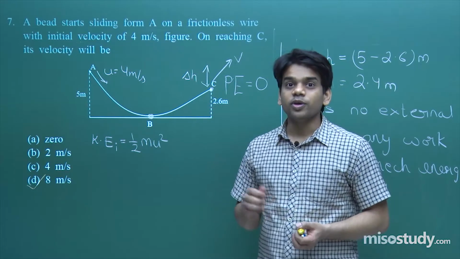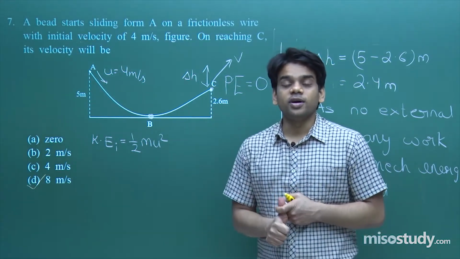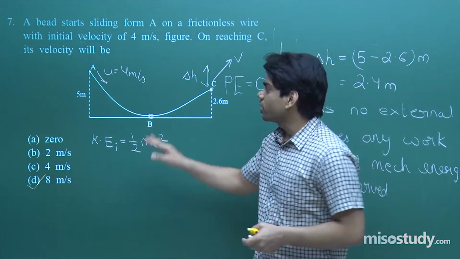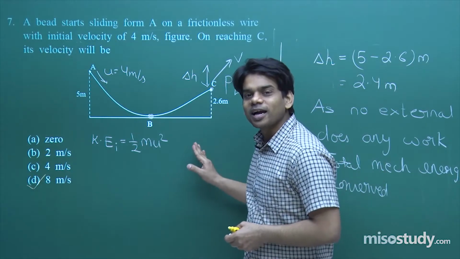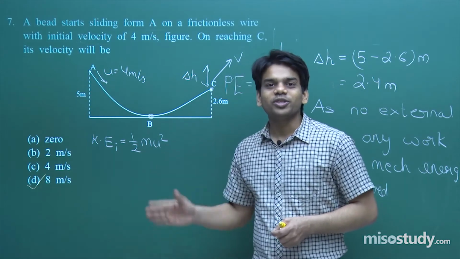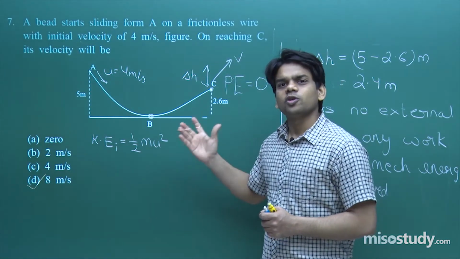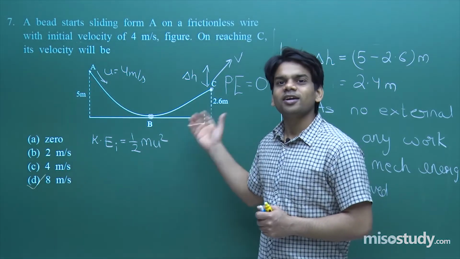Learning thing: we applied that when no external agent does any work, we can conserve the energy, first thing. Second thing we learned, for such kind of question, do remember that you can apply the free fall equation directly, and the difference in height you can use, and you can use directly V square equals U square plus 2gh, and directly you get the answer.